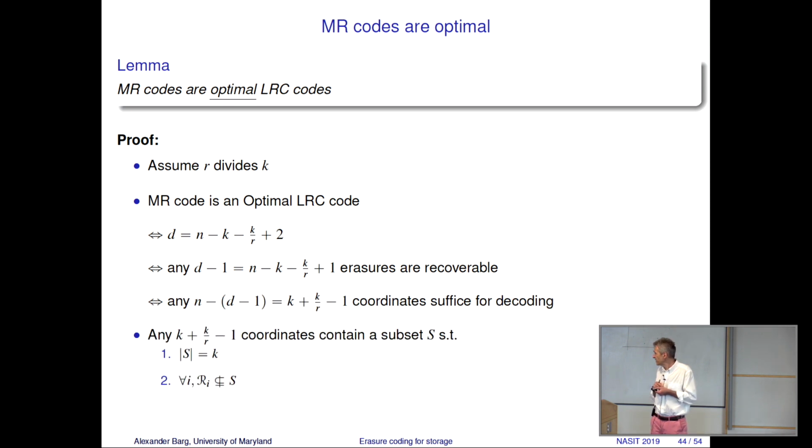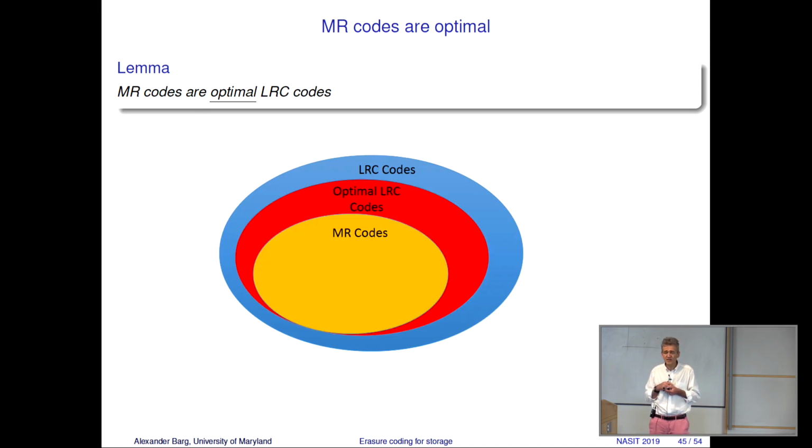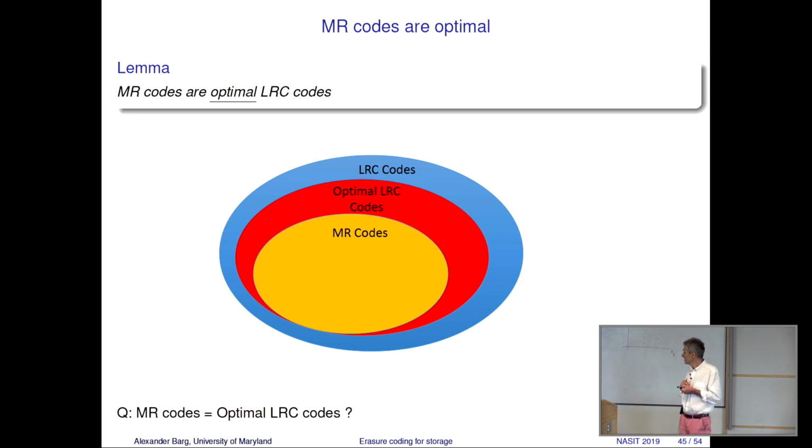But the picture, the outcome, is this. LRC codes, optimal LRC, largest distance, MR codes. Optimal LRC can be constructed. Can MR be constructed? Not so clear over small fields. Are MR optimal? Well, no. There are examples that show that the inclusion is a proper one. So the yellow is a proper subset of the red.